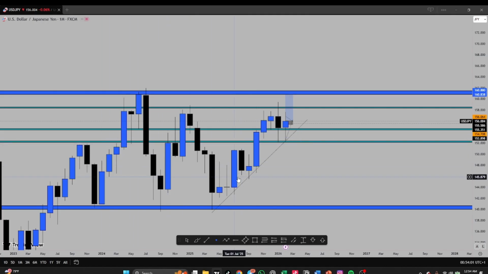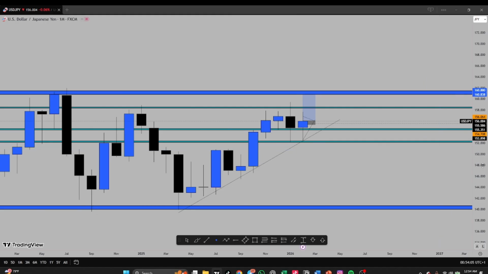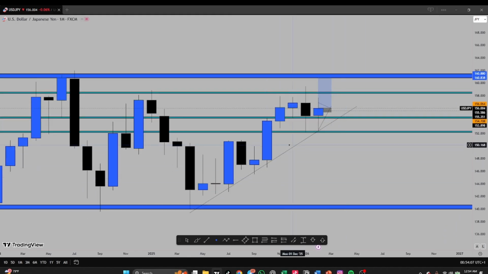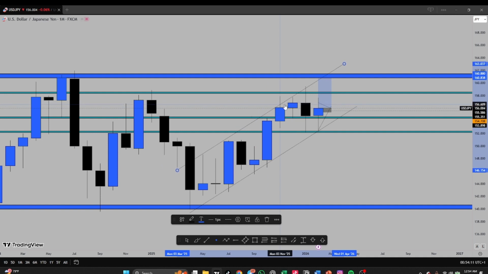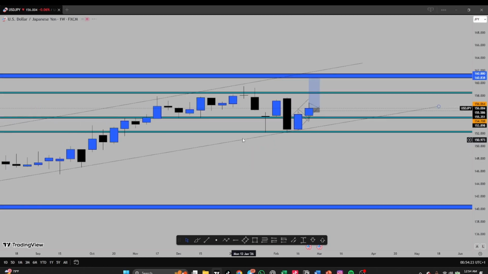In fact, okay, let me increase this more. We have this upper channel and this lower channel. You can see that whenever price comes to make contact with this lower channel, we always find our way to push higher. Let's see that very clearly on the weekly chart.